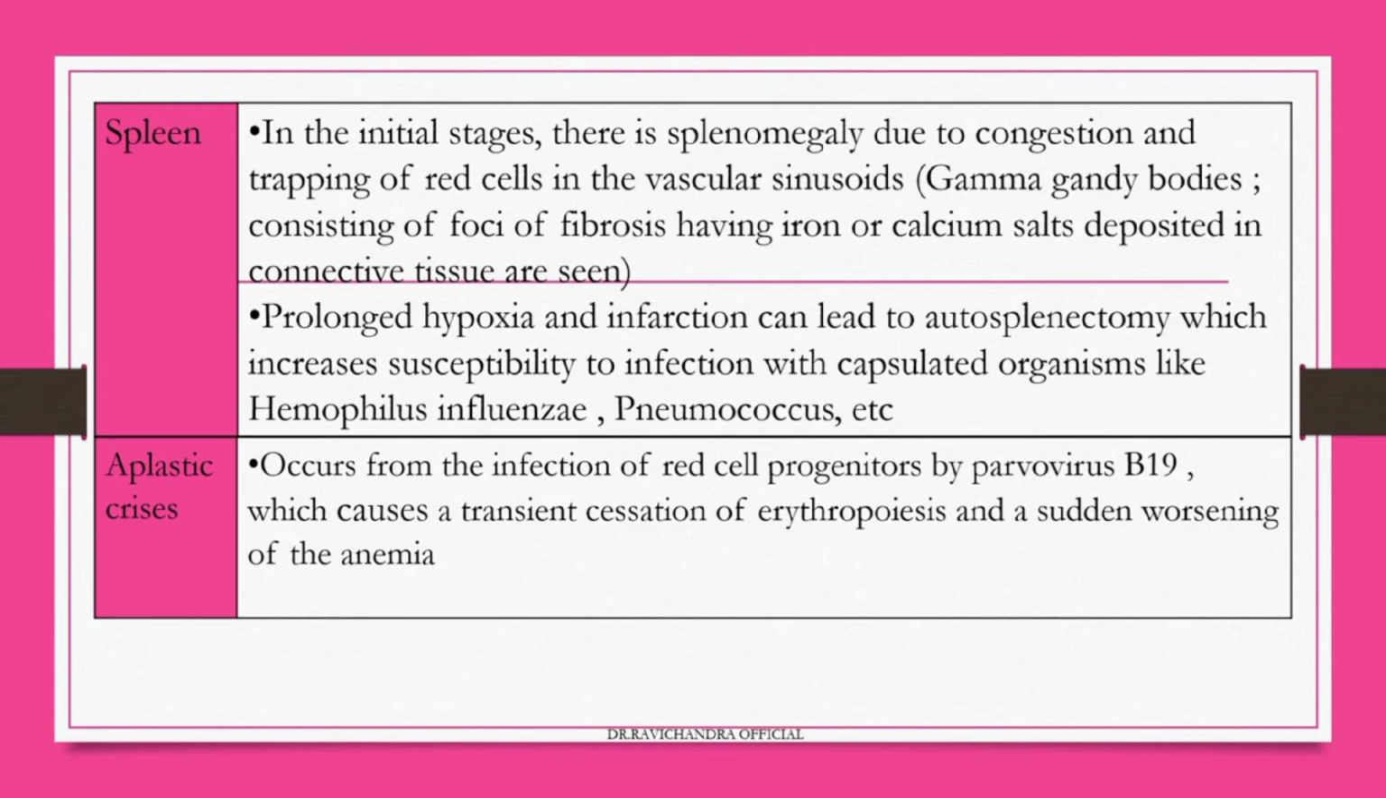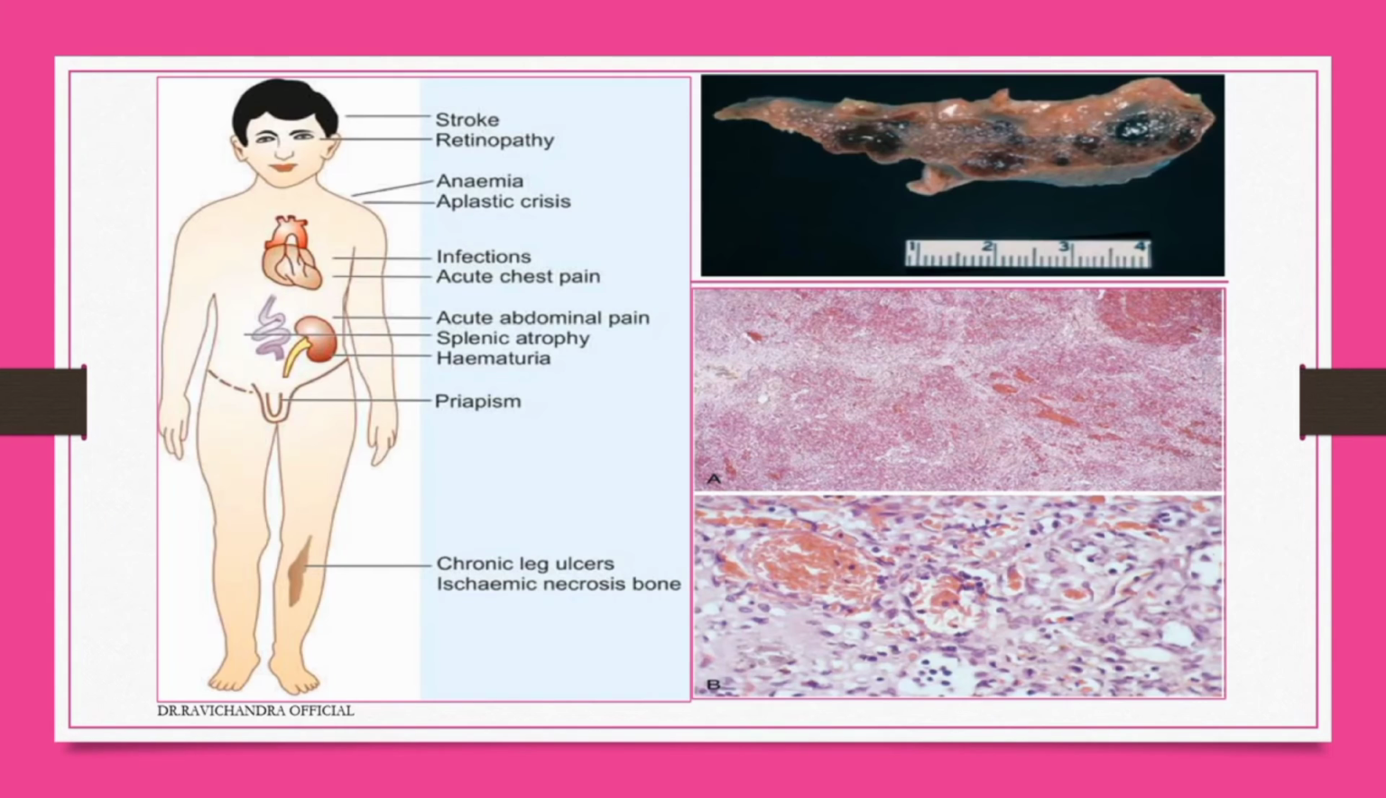In sickle cell syndromes, you will see two types of crisis: one is vaso-occlusive crisis and the other is aplastic crisis. Aplastic crisis occurs from the infection of red cell progenitors by parvovirus B19, which will cause a transient cessation of erythropoiesis and a sudden worsening of the anemia. So, aplastic crisis is because of the parvovirus B19 infection in the red cell progenitors. Various conditions are seen in a case of sickle cell anemia.